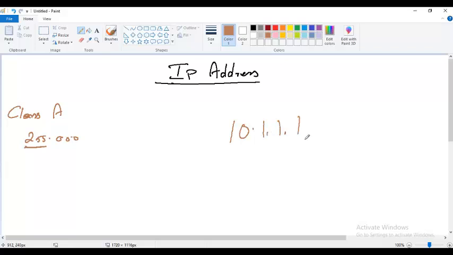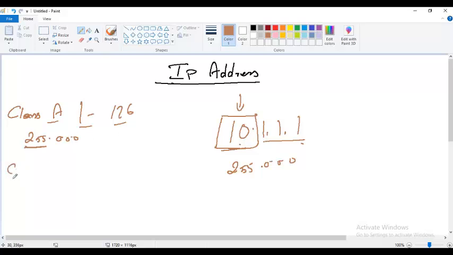For example, 10.1.1.1. By default, we know it is class A because 10 is in the range of 1 to 126. So when you write subnet mask like this, 255.0.0.0, it clearly says that this is the only network and these three are not network. These three represent the host, represent the device. Host is nothing but device. Device, host, all are same. In 10 network, 1.1.1.1 is the host.